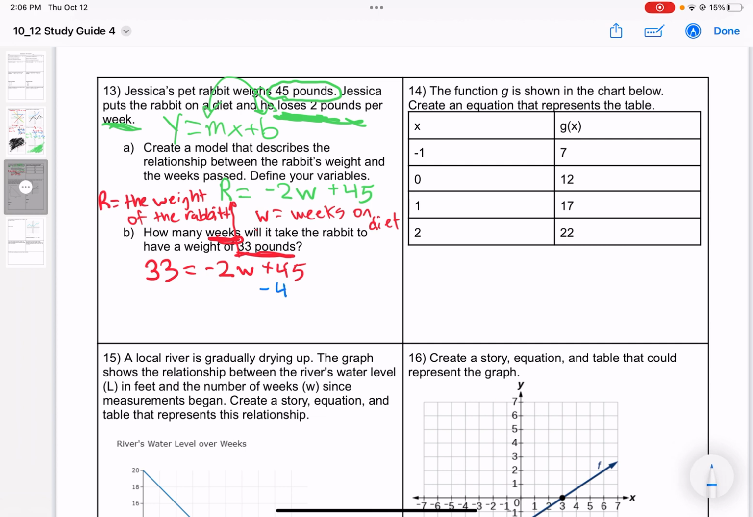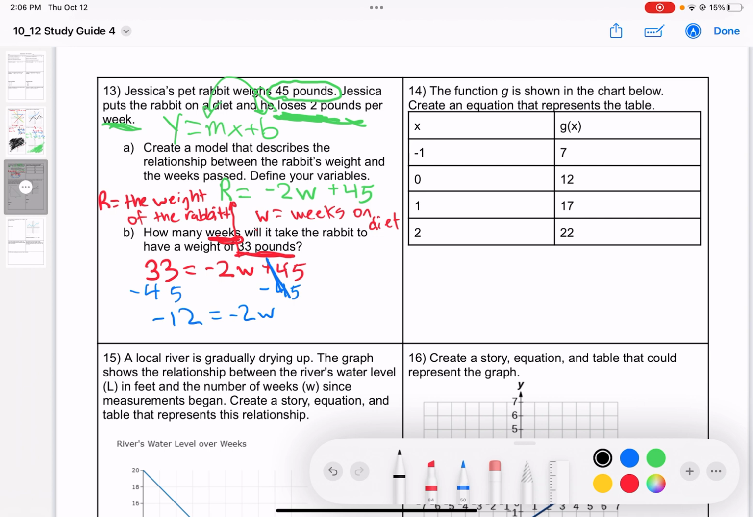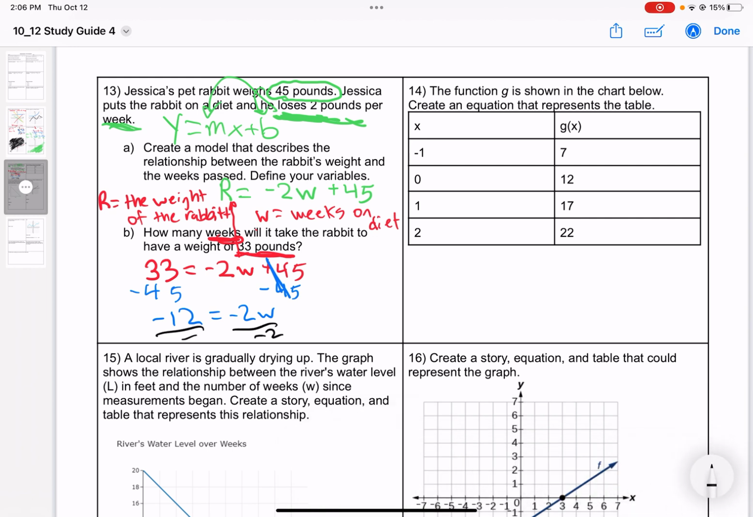We have to solve for the answer. I'm going to solve this two-step equation. I subtract 45 from both sides. These cancel. I get -12 equals -2W. Divide each side by -2. We get W equals 6. So after 6 weeks, the rabbit will have a weight of 33 pounds.